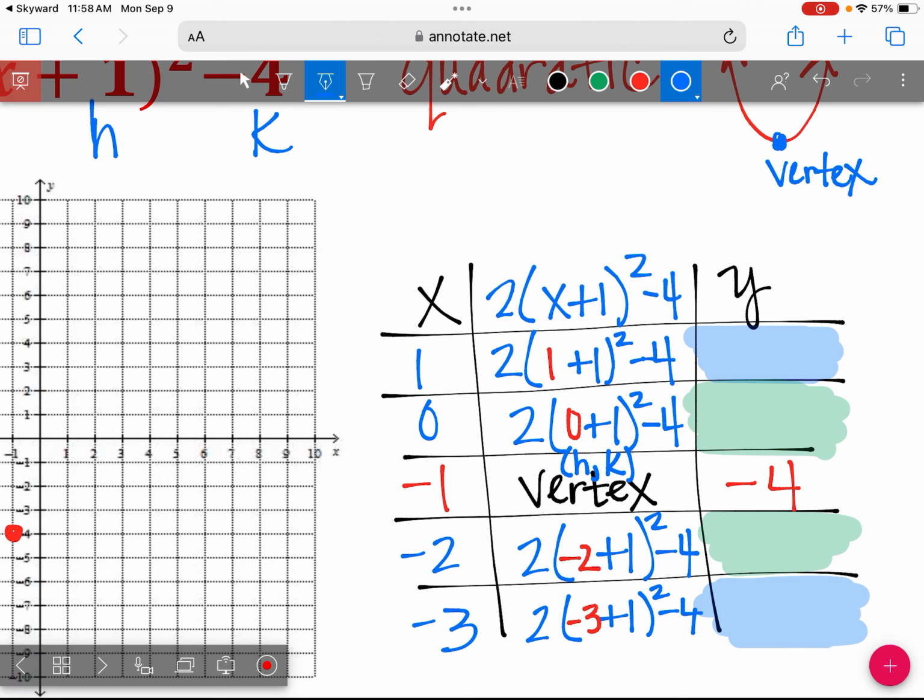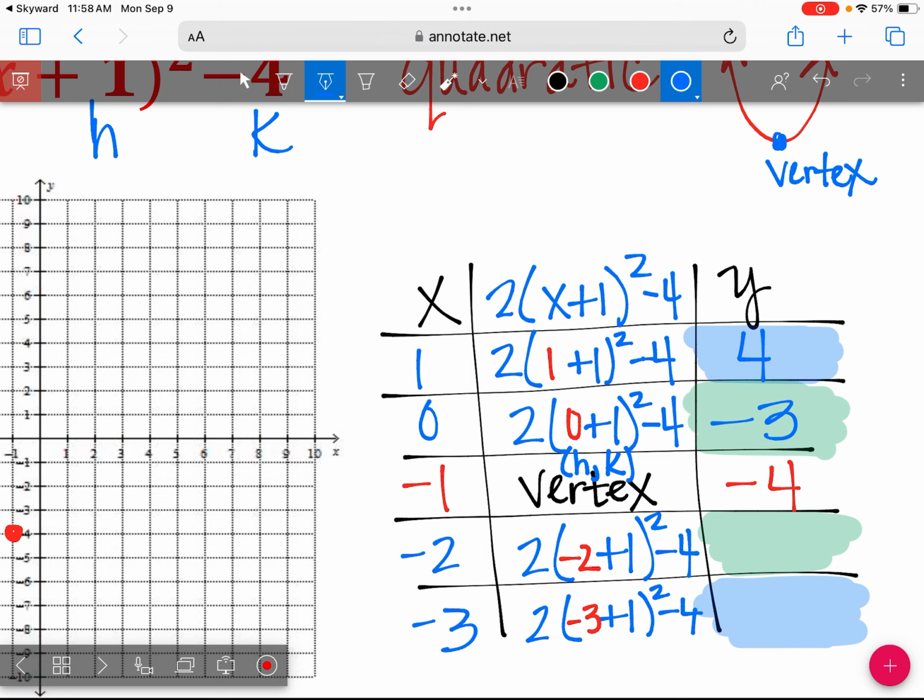Okay, so I like to do it without a calculator. I think it's easier. 1 plus 1 is 2. 2 squared is 4. 4 times 2 is 8. 8 minus 4 is 4. Who got 4 for the first one? All right. 1 squared is 1. 1 minus 4 is -3.